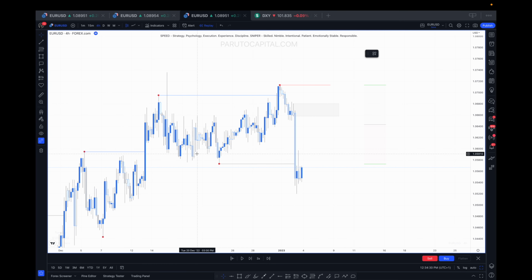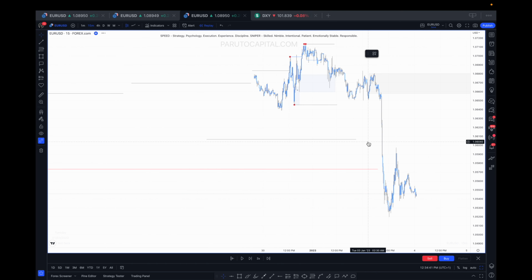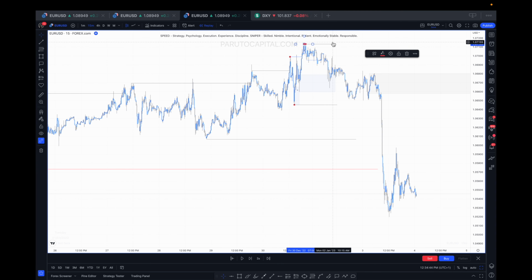So we now know that price action on the 4 hour has officially switched, sorry, bearish rather. So we know we're bearish on the 4 hour. So let's return to the 15 minutes and let's also draw our respective zones on the 15 minutes.